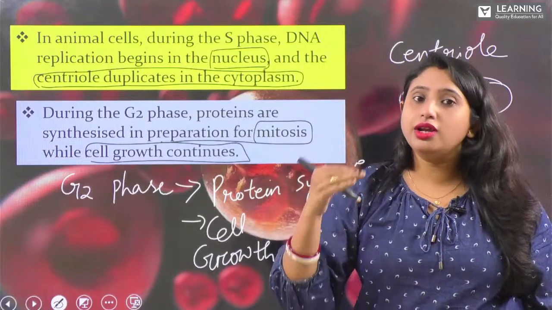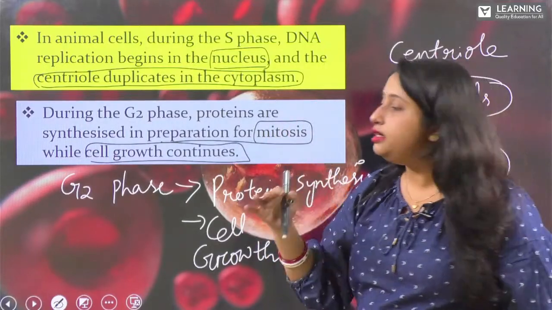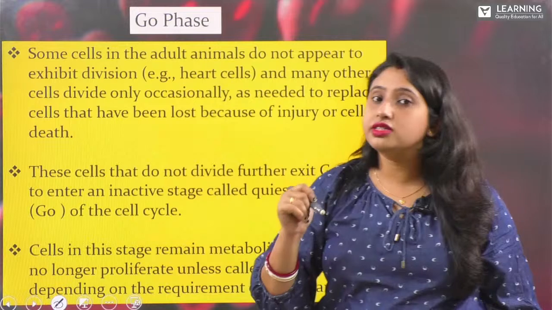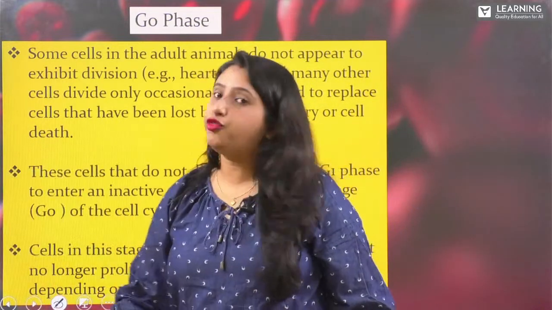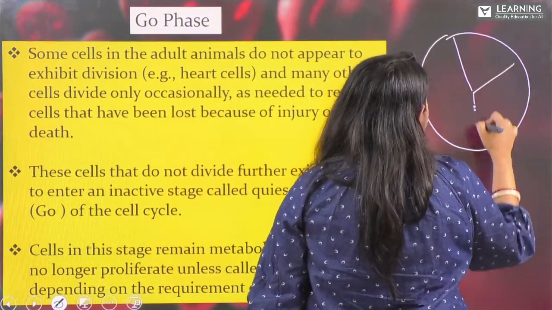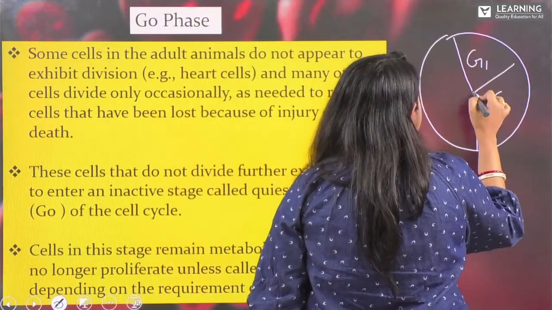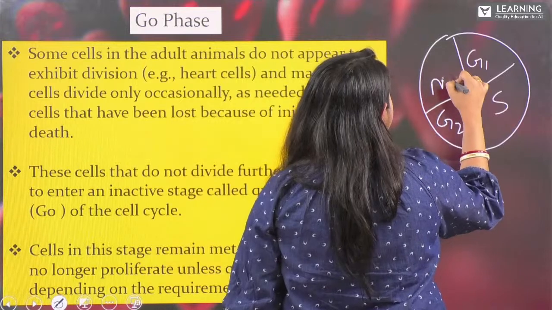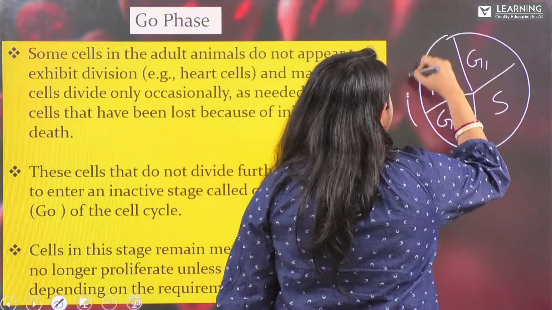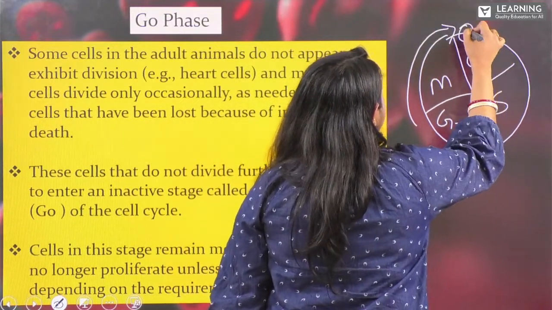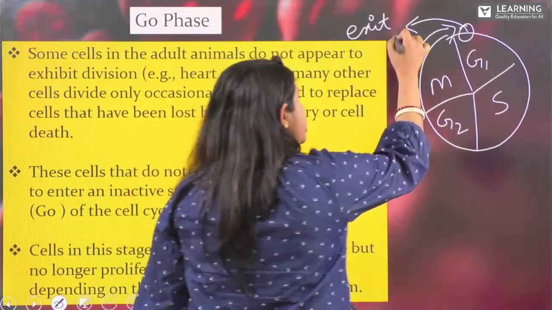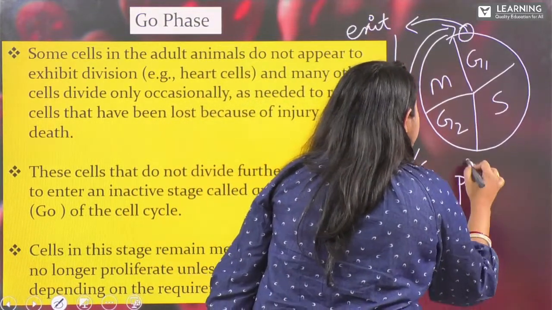So this is all about the G1, S and G2 phases, which we have learned under the interphase. Now let's see what the G0 phase is. I have explained that there are some cells. Here it is the G1 phase, S, then G2 phase, then the M phase. Now there are some cells that, after reaching the G1 phase, don't want to divide. So they just exit and reach a phase known as the G0 phase.